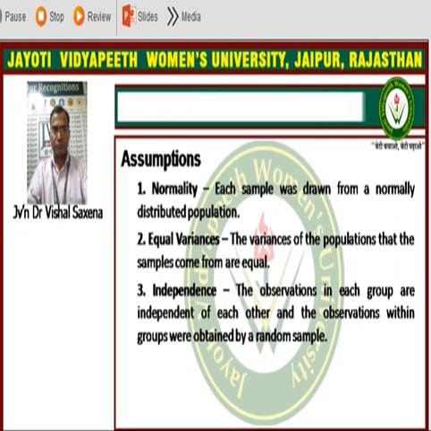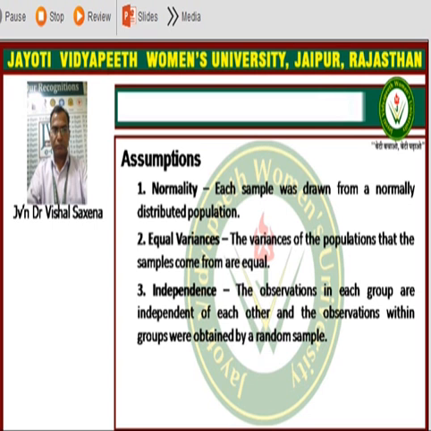Now, some assumptions must be made before applying the one-way ANOVA test. First is normality. Each sample was drawn from a normally distributed population. That is a very important point: the sample should be taken from a normally distributed population.